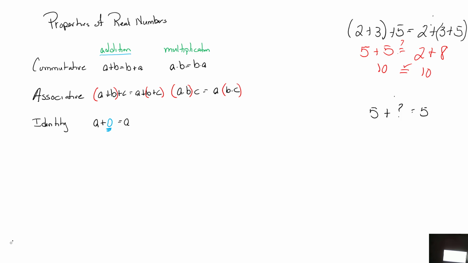If I take a look at multiplication, the question is, if I take a number, what can I multiply it by to get itself back again? And if you said 1, that's correct. So 1 is considered the identity for multiplication.